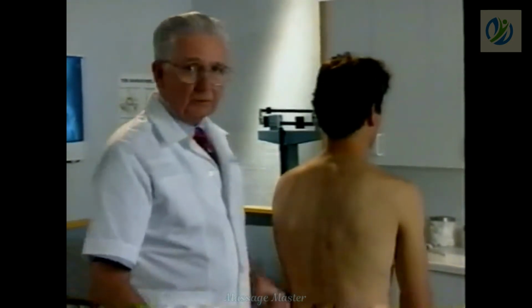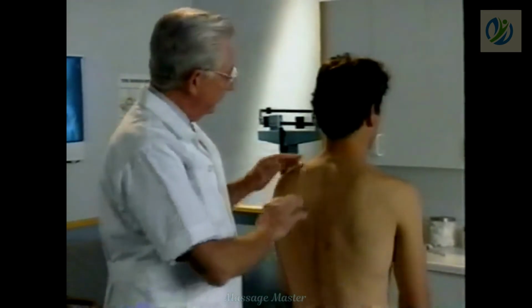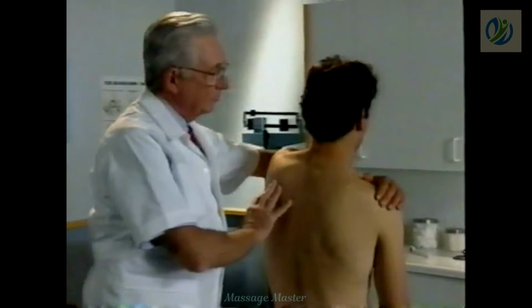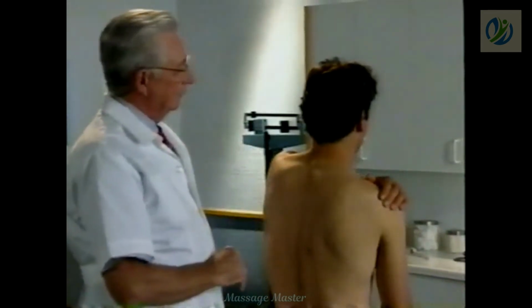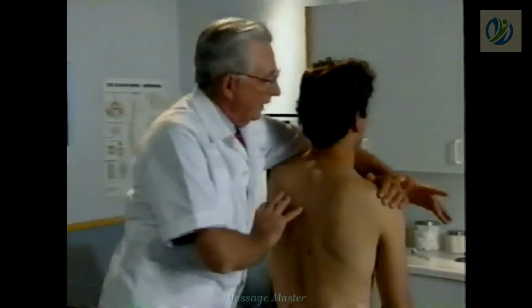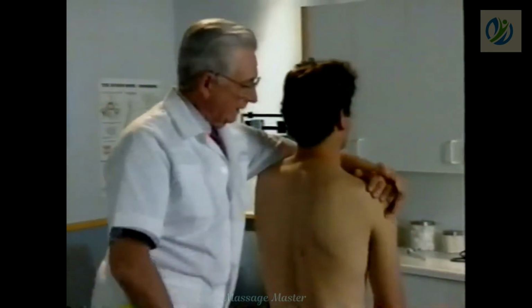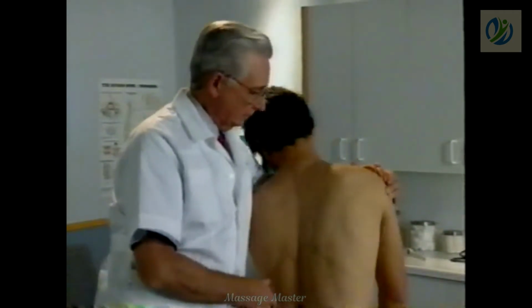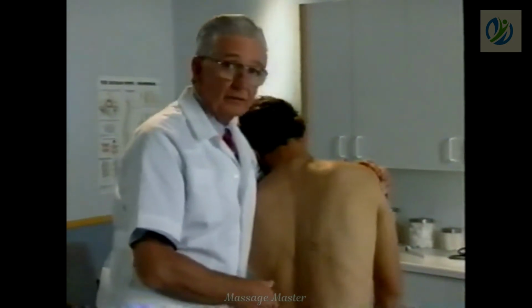The first thing we'll need to do is to control his trunk, and I'll do that by asking him to take his left hand and hold his right shoulder. Then I will reach over the top of his left shoulder and grab the right one so that I can control his trunk into side bending left and rotation left very easily.